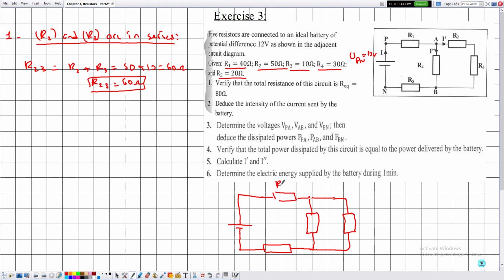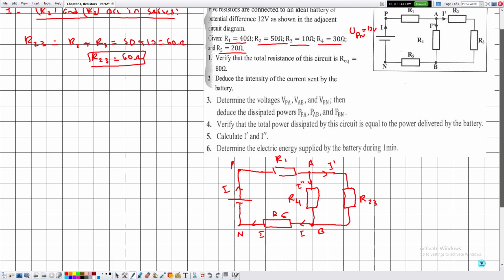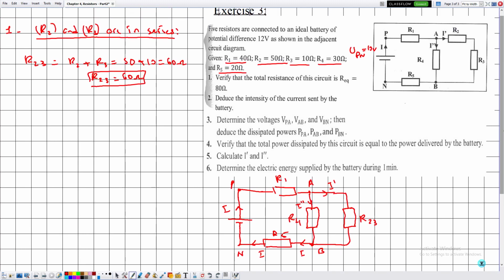Let me give all the labelings: R1, R4, R23, R5, current I, points P, A, B, and N, currents I prime, I double prime, and a main current I traversing the main branch. Now notice that R23 and R4 are in parallel.